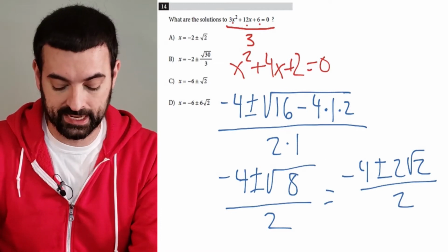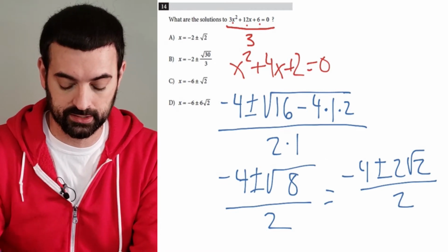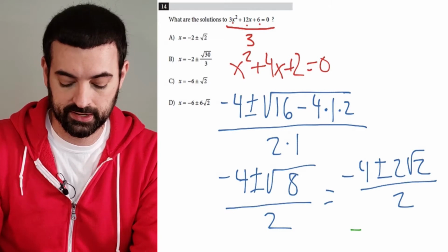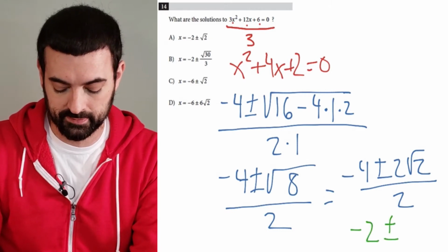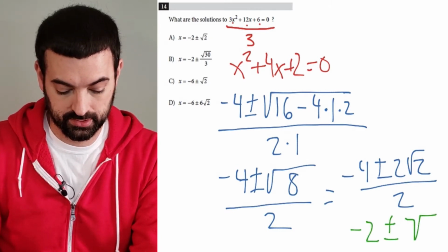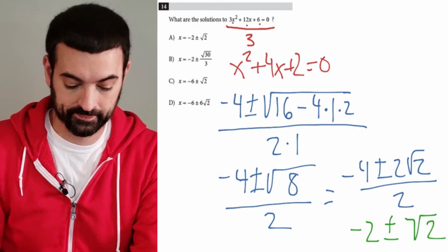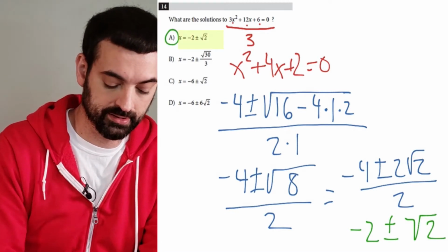And this simplifies to, and I'll write this in a different color just so you can see the final answer, negative 2 plus or minus root 2. And that's A. That's our answer.